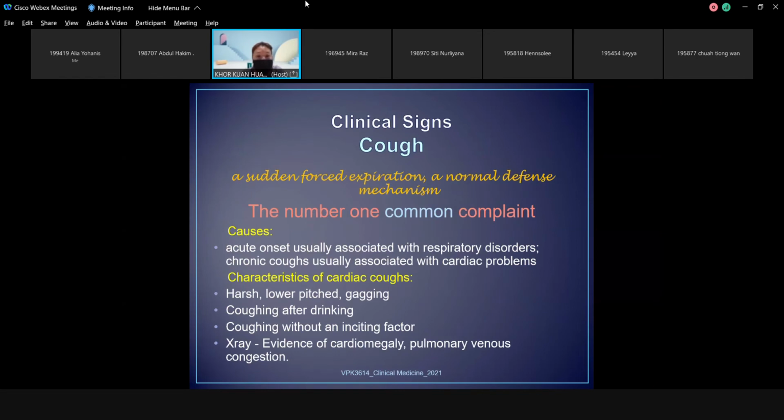Okay, you can all hear me clearly, right? Besides that, I'm wearing a double mask. Yes, Doctor. Okay, let's move forward to cough.